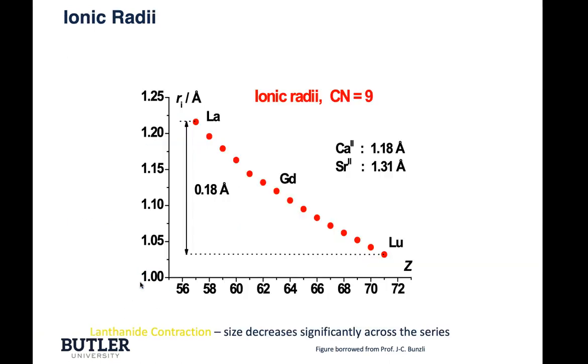Okay, so if we go across the series, as you know, across any periodic table going from left to right, there is a contraction. The elements or the ions will get smaller. It just so happens that the contraction across the lanthanide series for the +3 ions is much more significant. This will play a role in their chemistry, which we'll describe shortly.